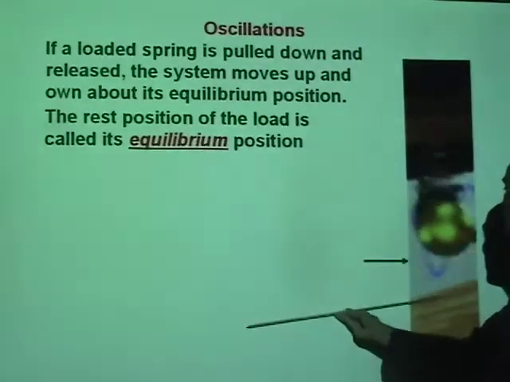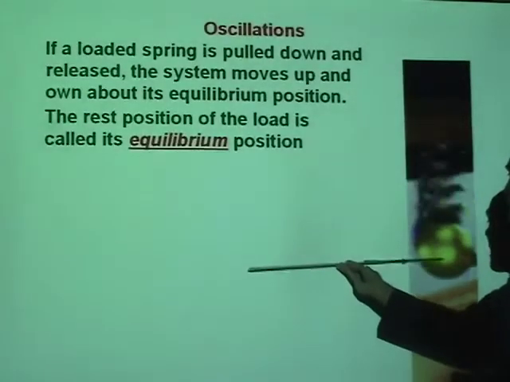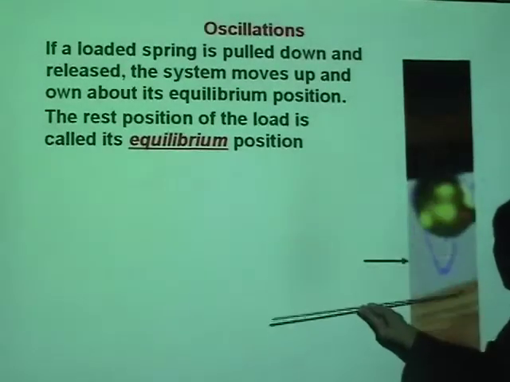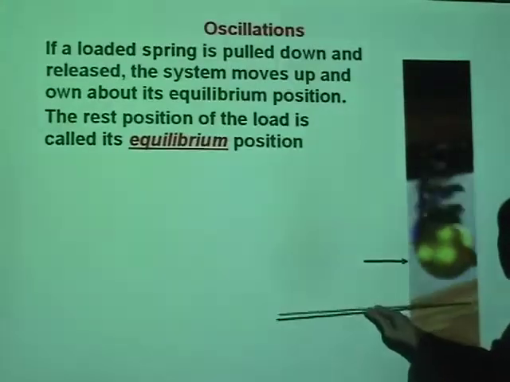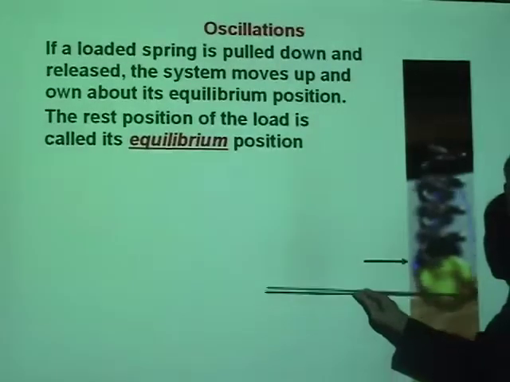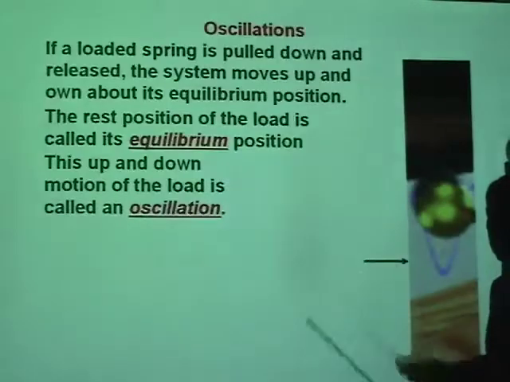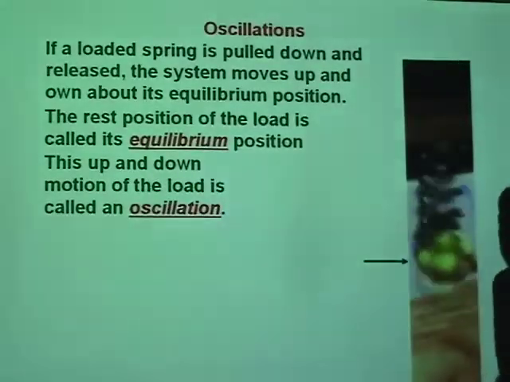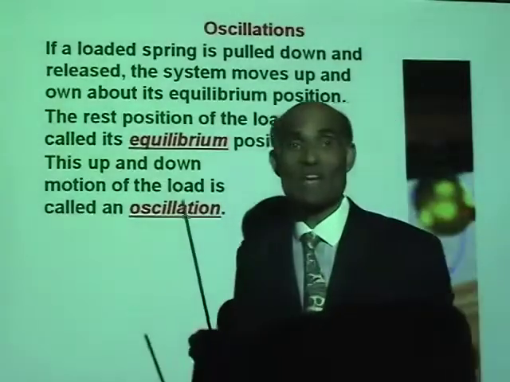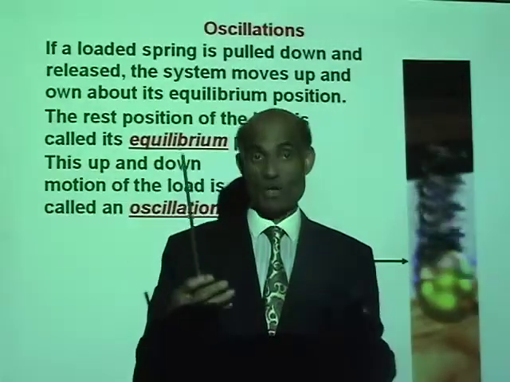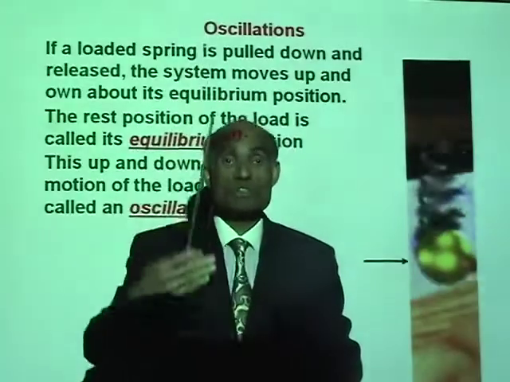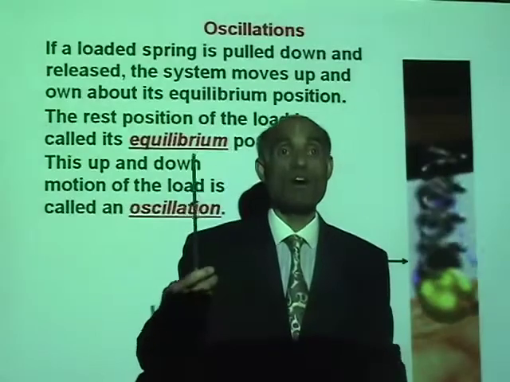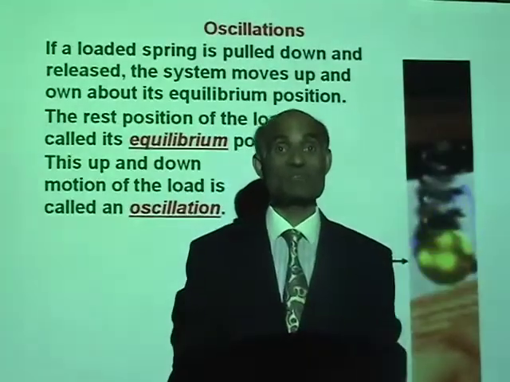It goes to a lower extreme, comes back to the equilibrium position, then goes to an upper extreme, and the oscillation is between a lower extreme and an upper extreme. This up and down motion of the load is called an oscillation. This is a good example of an oscillation, the up and down motion of the load attached to a spring.